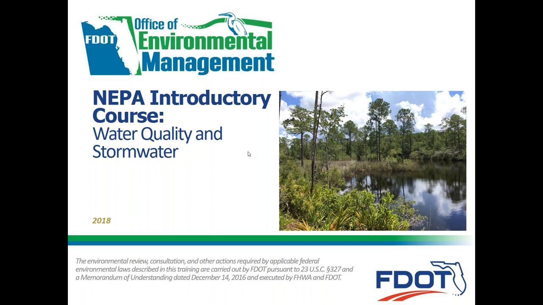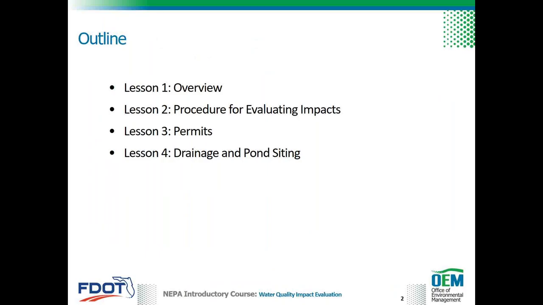The purpose of this course is to provide instruction on water quality and stormwater evaluation as described in Part 2, Chapter 11 of the PD&E Manual. This course has 4 lessons that provide an overview and procedures in the water quality and stormwater chapter. By the end of this module, you will have a better understanding on water resources, the procedure for evaluating water quality and stormwater, how to evaluate impacts, permit requirements, and drainage.